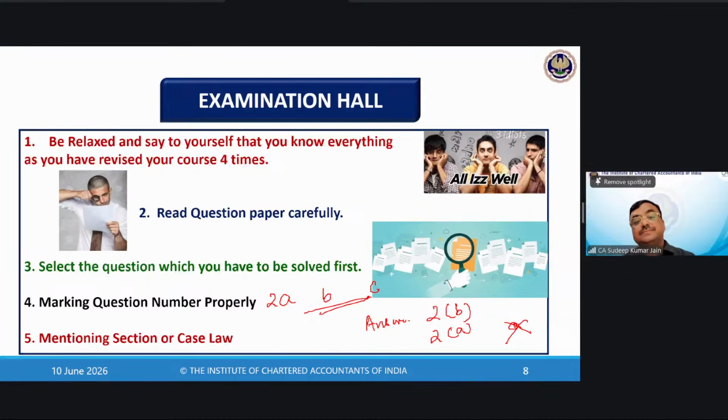One more thing. Suppose question number 2 has 3 parts, 2A, 2B, 2C. These parts can be shuffled among themselves, but not with other questions. You can write question number 2, part C first, then 2A, then 2B. But you can't do 2A, then 1B, then 2C. No. You can shuffle the parts of a question, but you cannot shuffle the questions.